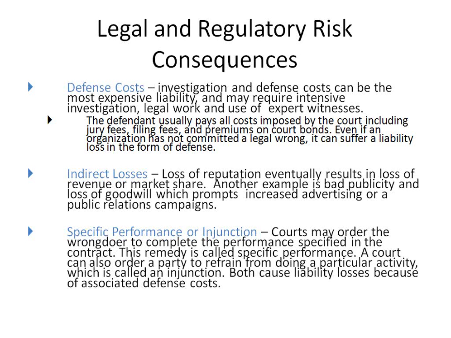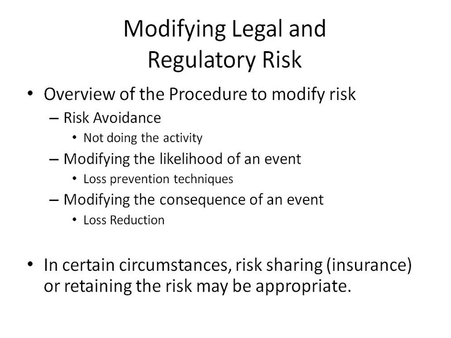Then specific performance or injunction: the wrongdoer is required to complete performance as specified in the contract. A court can also order a party to refrain from doing a particular activity, which is called an injunction. Both cause liability losses because of an associated defense cost. So those are the types of things when we look at that. So, modifying legal and regulatory risk.